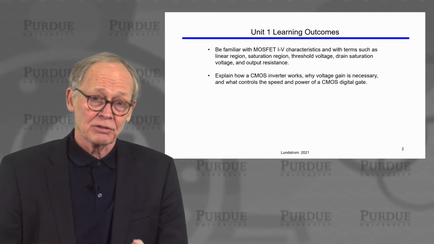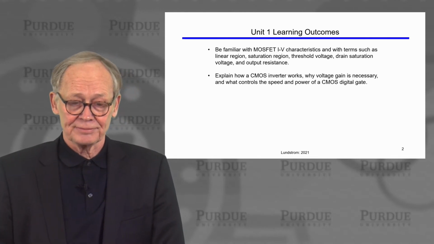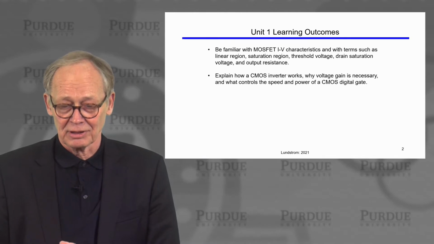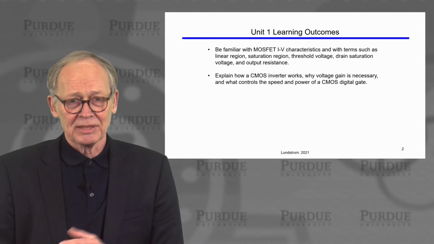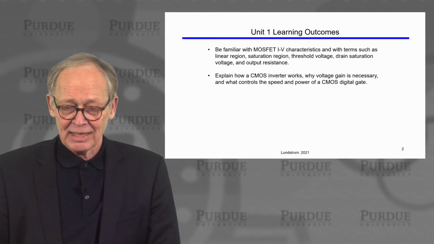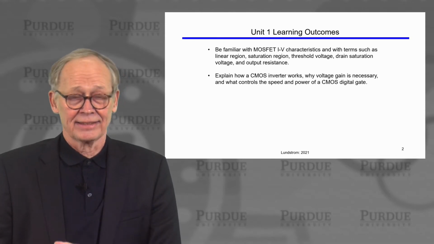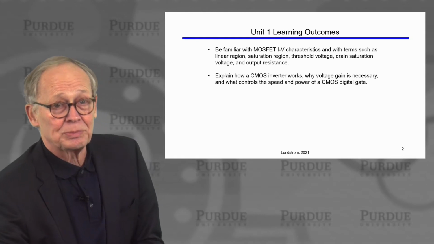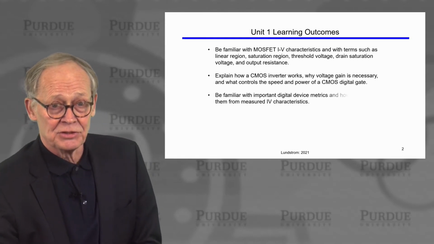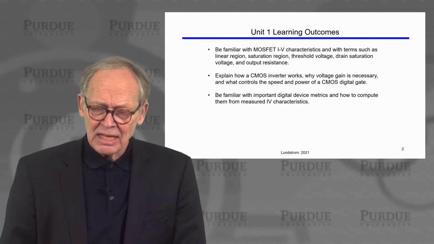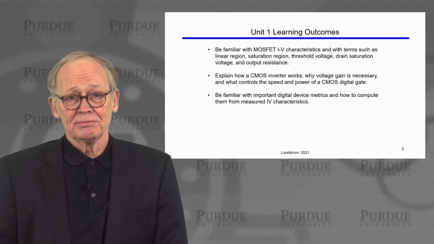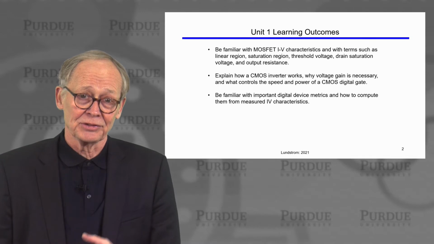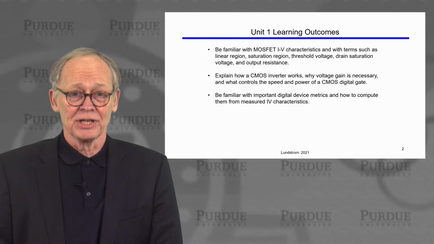MOSFETs are used in digital and analog electronics. The CMOS inverter is the basic building block of digital electronics. So we talked about the CMOS inverter, why voltage gain is necessary to make a CMOS inverter, what controls the speed and power of a digital gate. We introduced some digital device metrics that control the performance of CMOS inverters in digital electronics more generally.